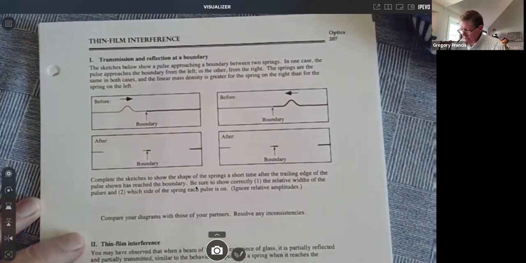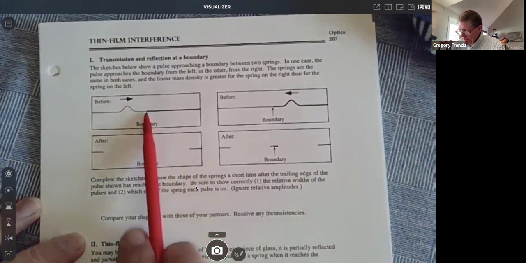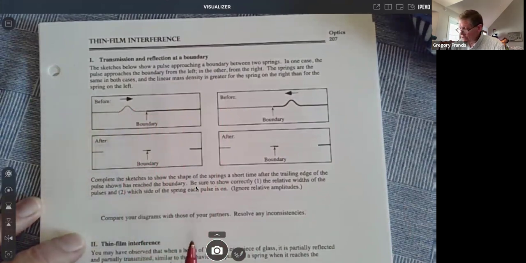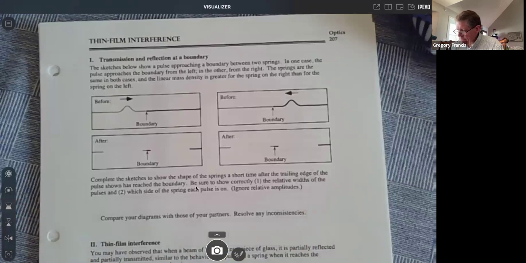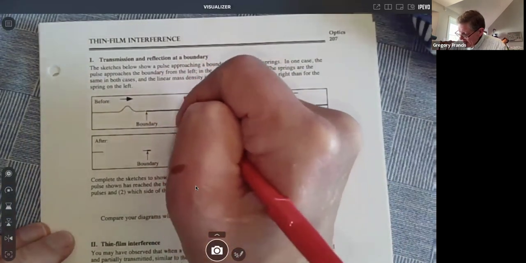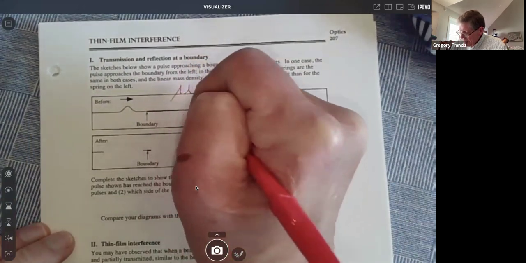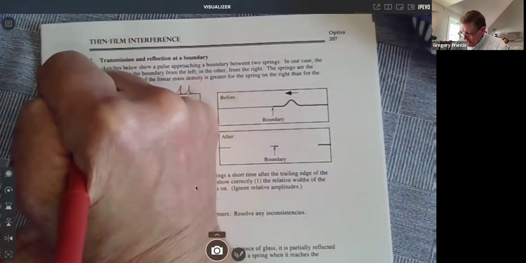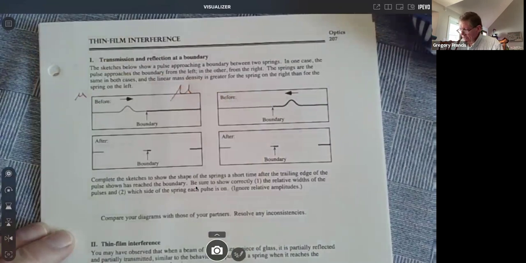You remember that back then we talked about what a pulse did when it went from one medium to another, and we were using springs, and we had two springs, one fast and one slow, that were connected together. And the characteristic of the springs that determined the speed of pulses on those springs was the mass density. And we're told in this case that we've got a huge mass density on the right and a smaller mass density on the left.